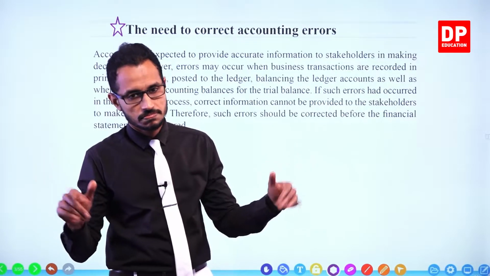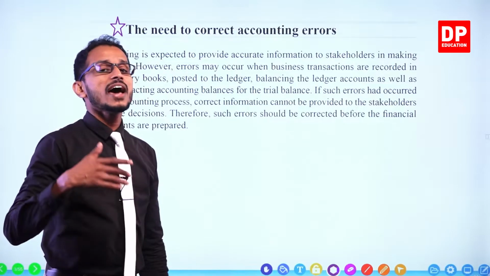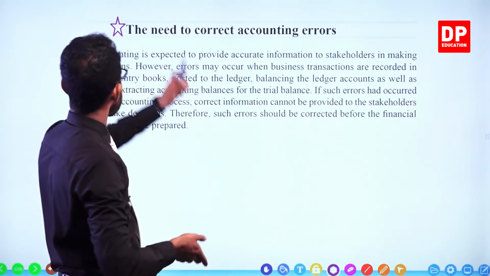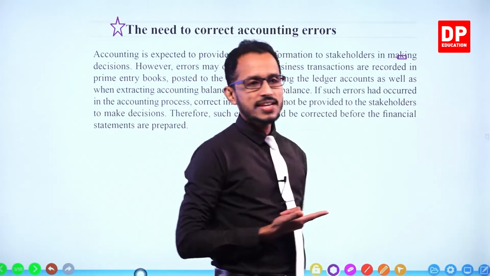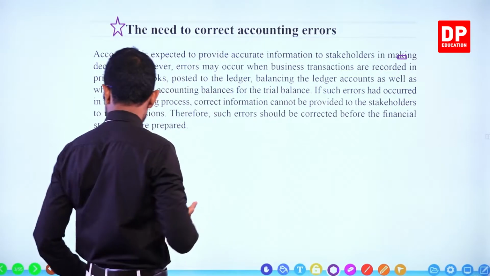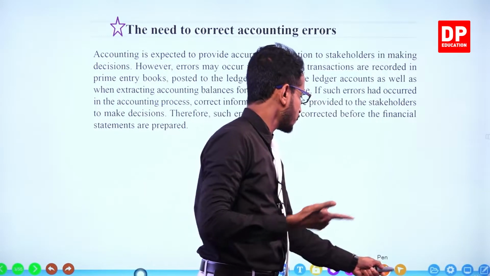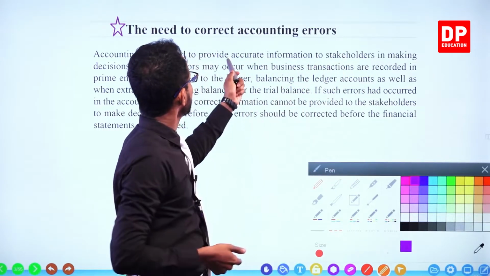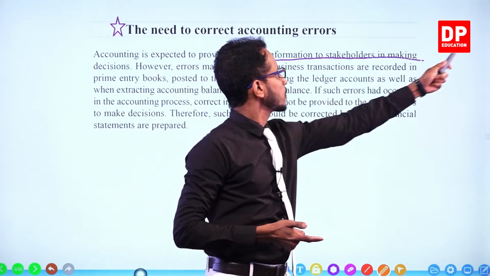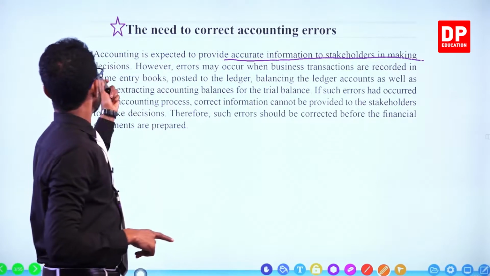Serious matters. That's why we must correct if there are any errors. Accounting is expected to provide accurate information to stakeholders in making decisions.